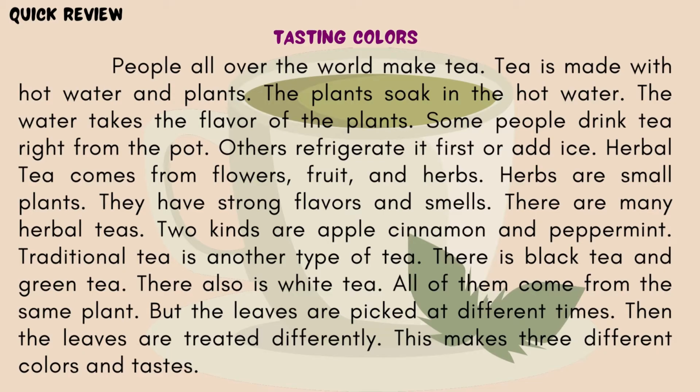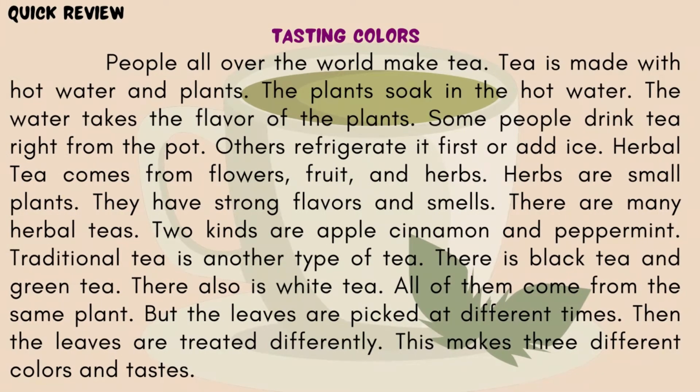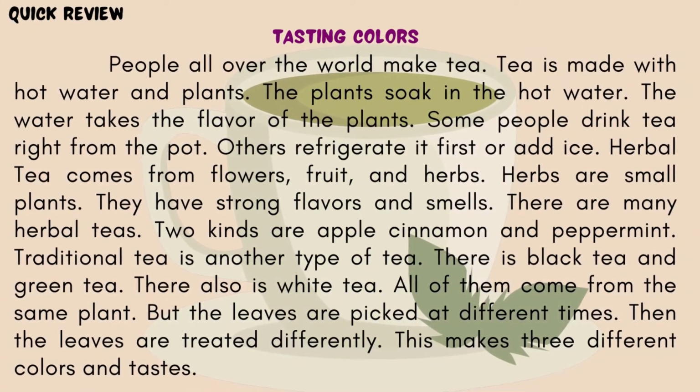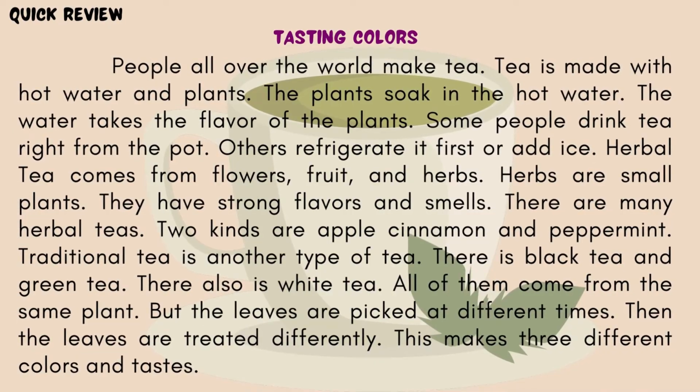There are many herbal teas. Two kinds are apple cinnamon and peppermint. Traditional tea is another type of tea. There is black tea and green tea. There also is white tea. All of them come from the same plant, but the leaves are picked at different times. Then the leaves are treated differently. This makes three different colors and tastes.